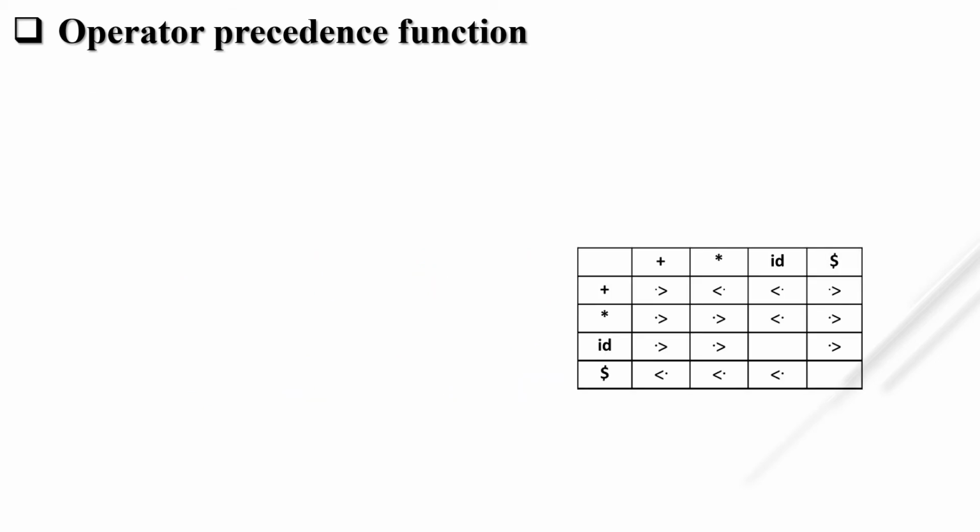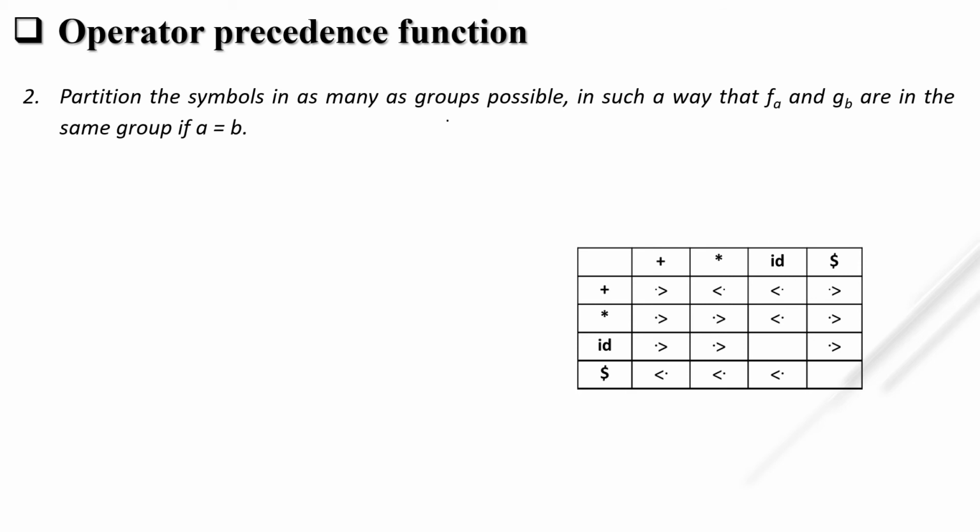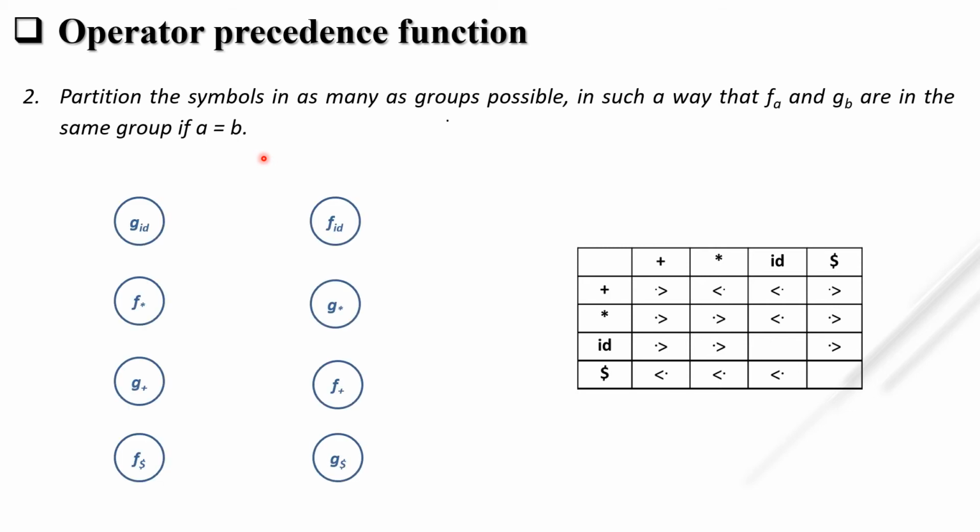So what is the next step? Next step is partition the symbols in as many groups as possible in such a way that f of a and g of b are in the same group if a equals b. So what we have to do in this is, first we have to write f of id and g of id first.